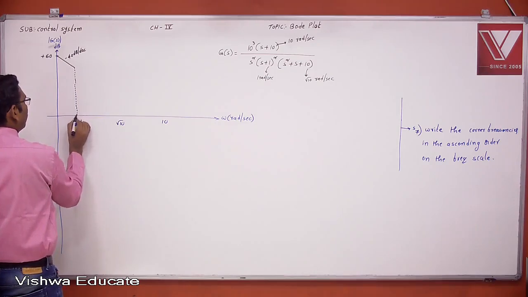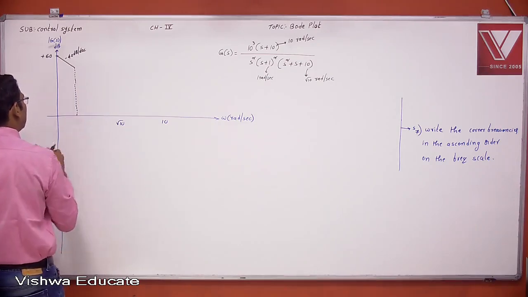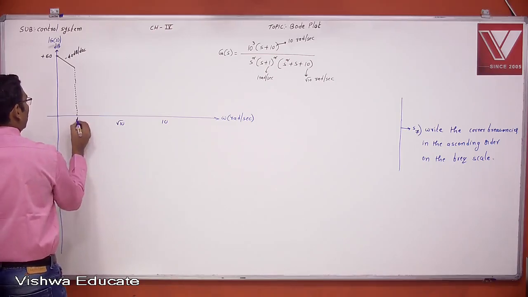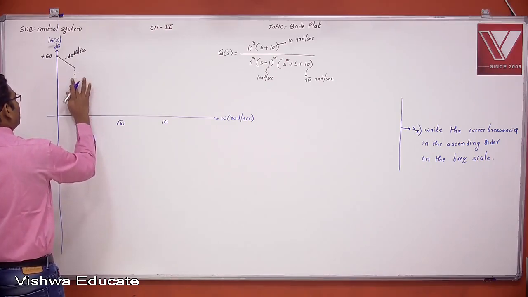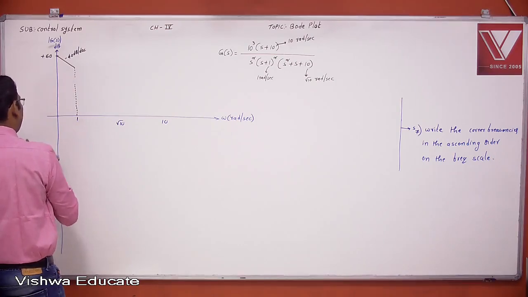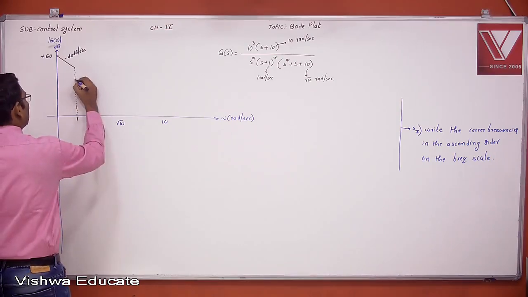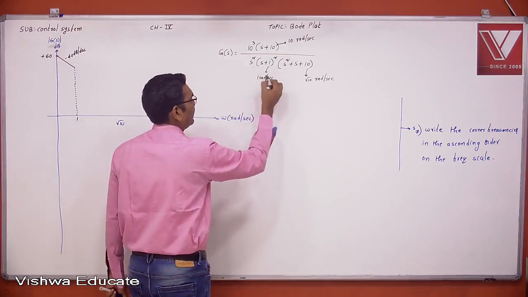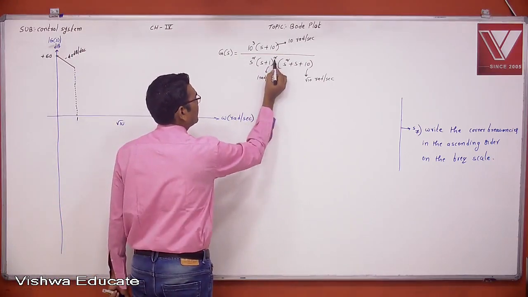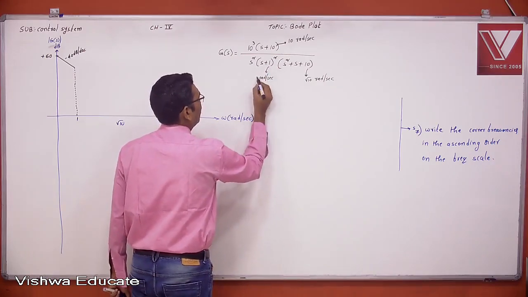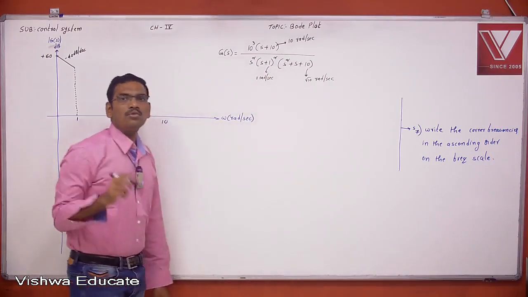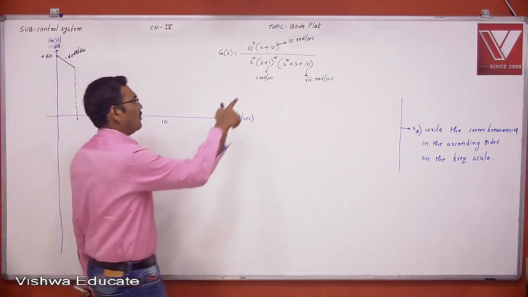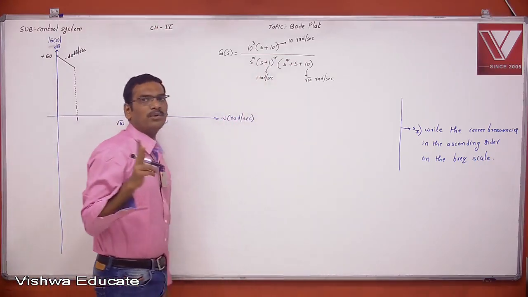What is the first corner frequency? The first corner frequency is 1 radian per second. Now this is the corner frequency. This will continue up to 1 radian per second. Then you go to 1 radian per second. Now where is 1 radian per second? This is 1 radian per second. At 1 radian per second, two simple poles, right?